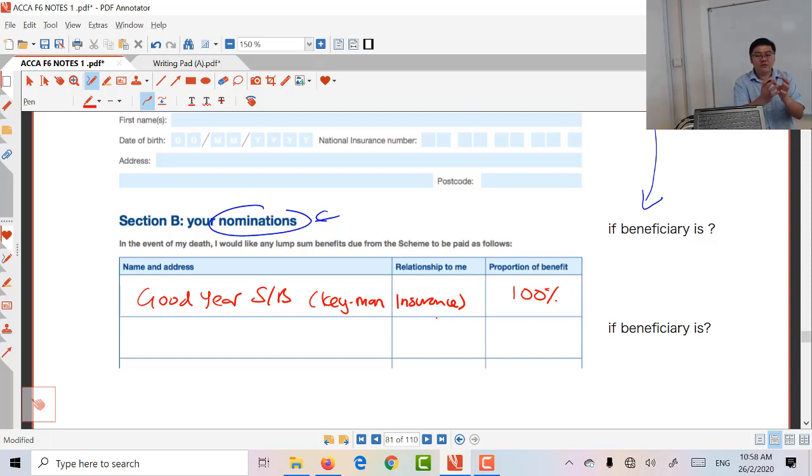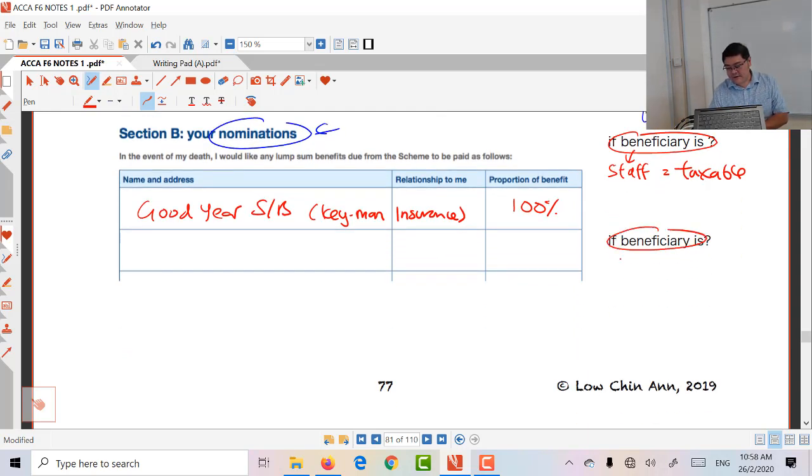That's why the loss of an important person can be very devastating to a company. That's why they buy insurance to protect the business, so that in case anything happens to you, the business gets something. But from our point of view, if the beneficiary is the staff, then it's taxable. If the beneficiary is the employer, then it's not taxable. So that's how you need to recall and relate to this, okay?